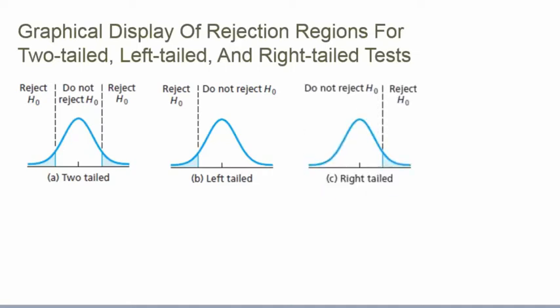Right-tailed test. We would have our critical value, which is usually to the right of 0. Our rejection region would be all the values greater than our critical value to its right. And our do not reject region would be all the values to the left of our critical value, or z-values that are smaller than our critical value.